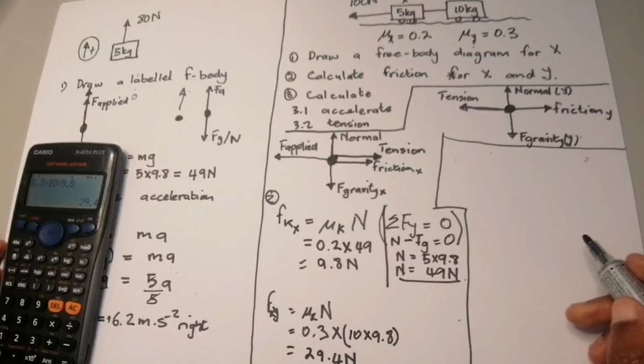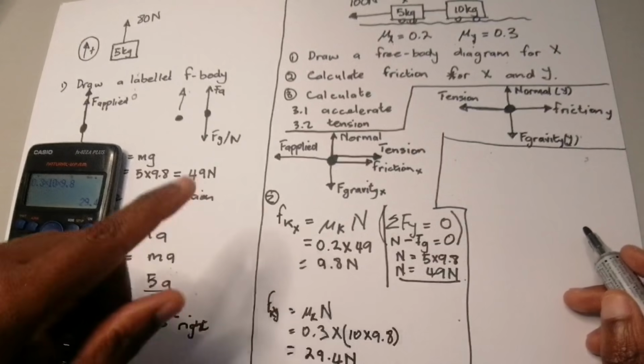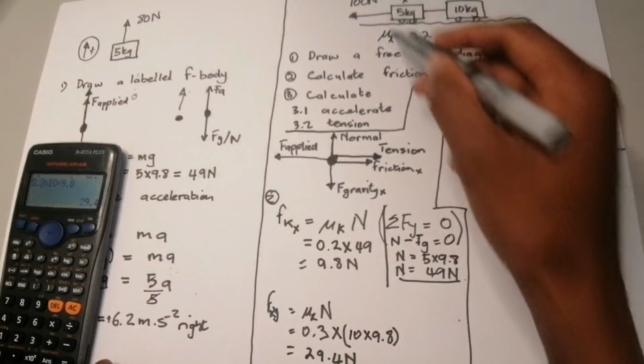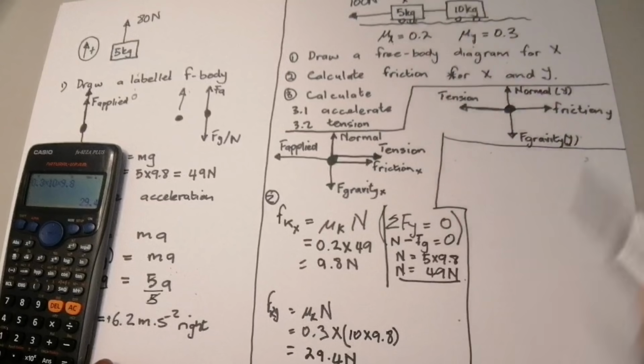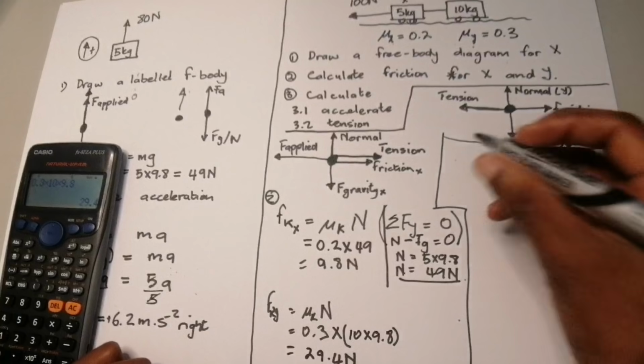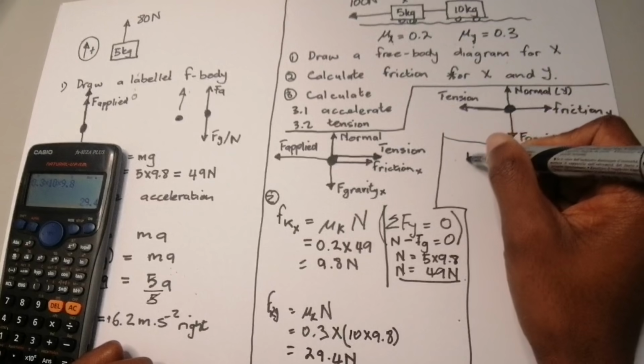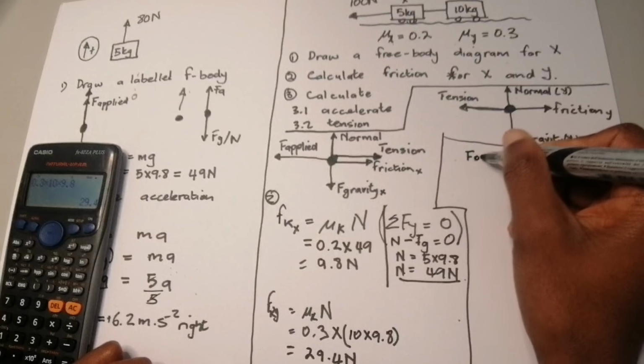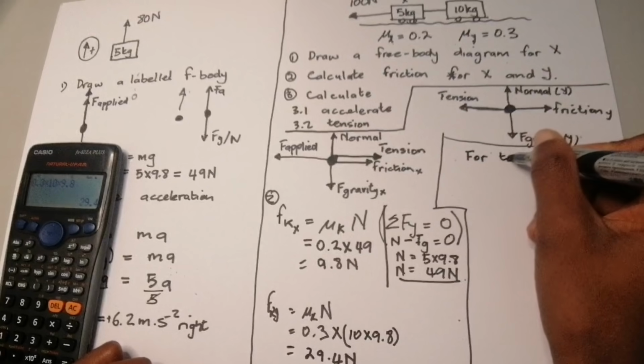So let's do this. Let's take one part at a time. Let's start with trolley X. Now what are the forces? So we're going to say, for trolley X.